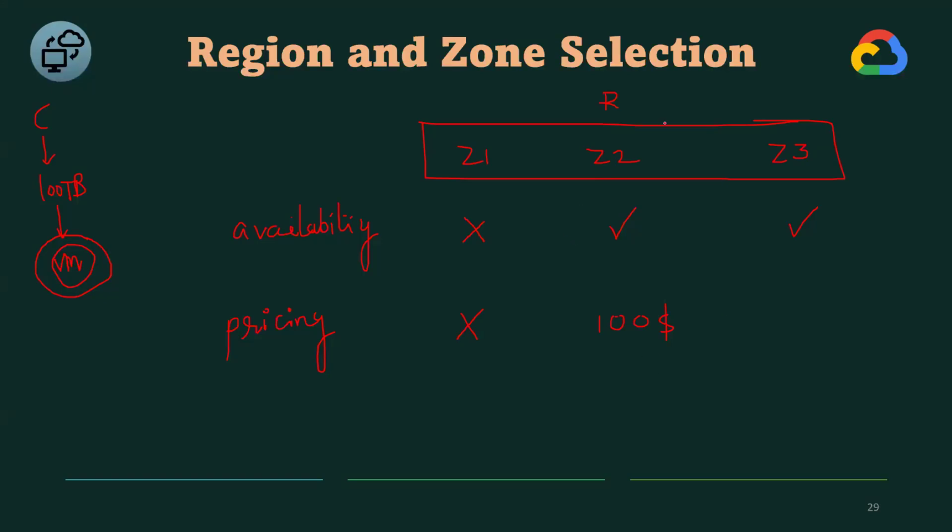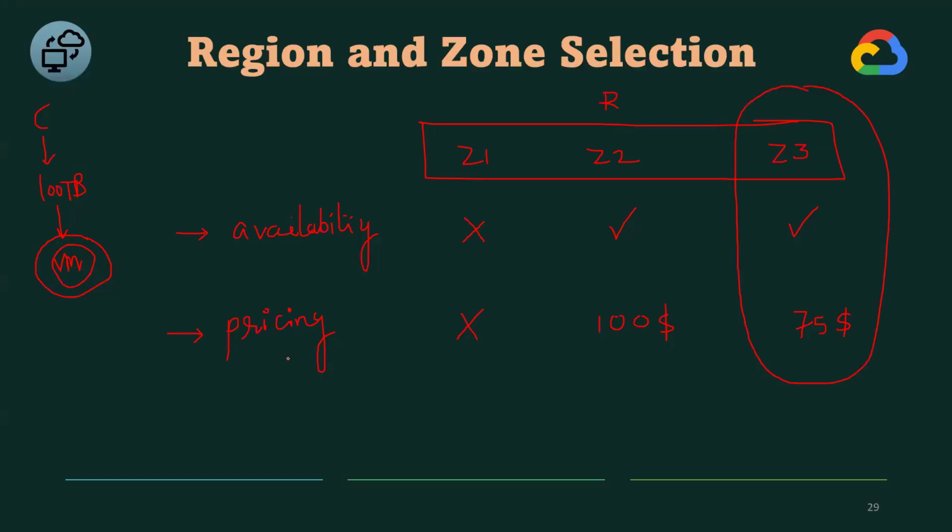And you will again go to zone 3 and look at the pricing of that same VM here, and you see that it is $75. Now tell me, sir, where do you deploy it? Zone 3. You will try to deploy it in zone 3, yes. Because whenever you understand the availability as well as pricing, that is our third point. Understanding the availability and pricing is very important while creating the resource.